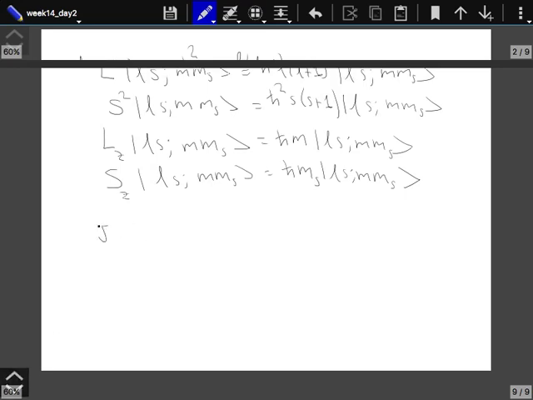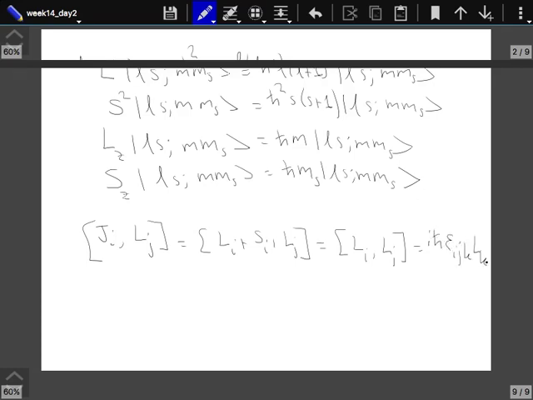Now, let's look at, for example, the commutator of J_i with L_j. Well, this is equal to the commutator of L_i plus S_i with L_j. Well, the spin and the angular momentum, they commute with each other. This is the commutator of L_i, L_j. This is nothing but i h bar epsilon_ijk L_k. So I cannot talk about the simultaneous eigenkets of J_i and L_j unless i and j are equal.